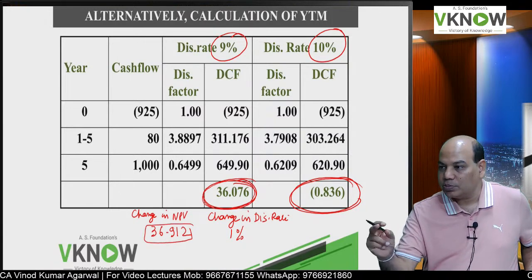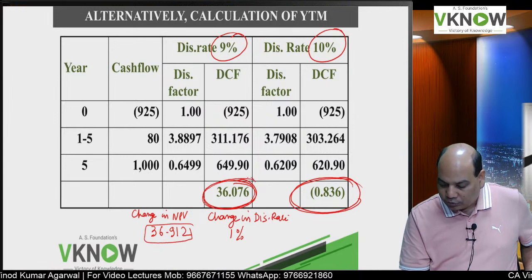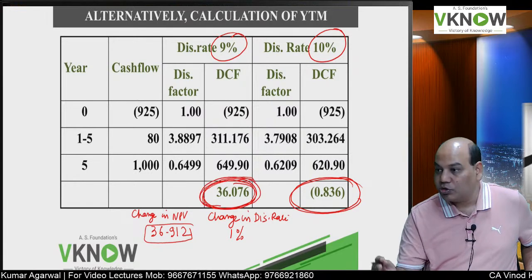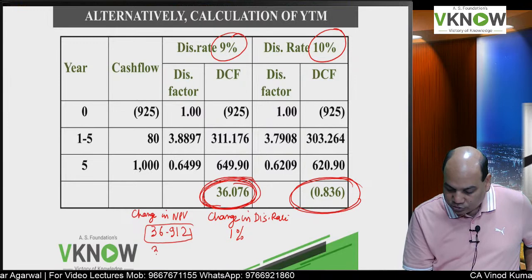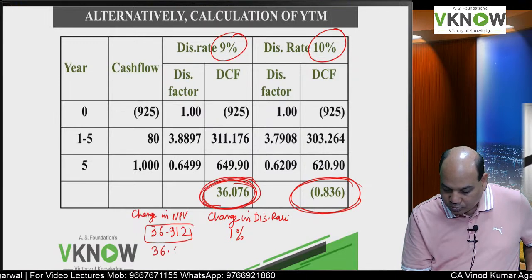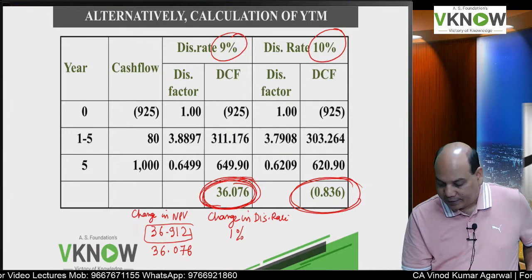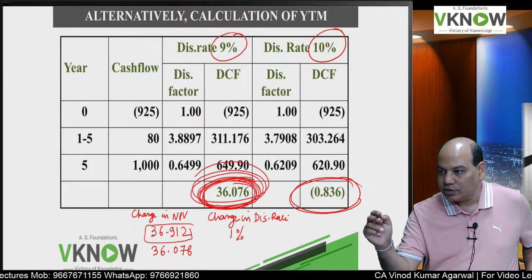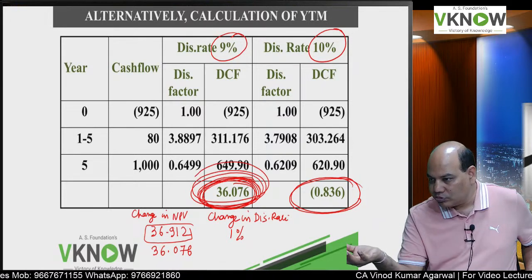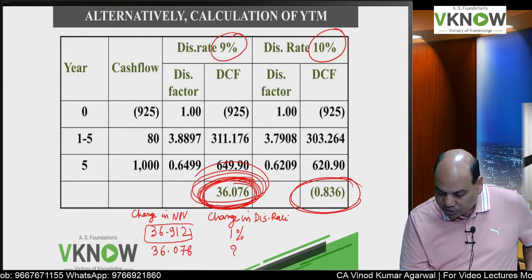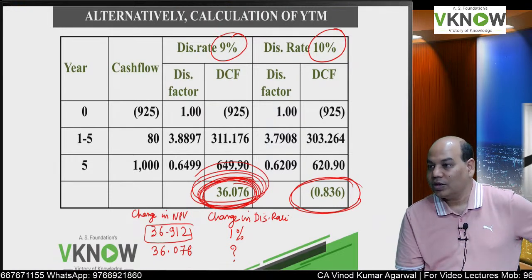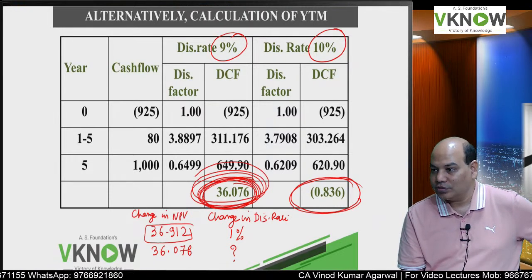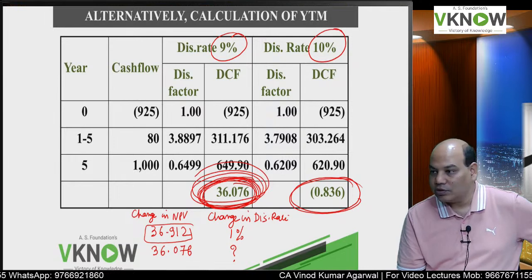I don't want to change NPV by 36.912. I want that this number should become 0. So I want to change it only by 36.076. If this number is reduced by 36.076, my NPV will become 0. So then by what percentage should the discount rate change?